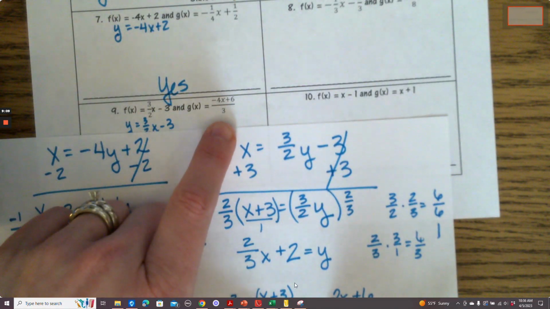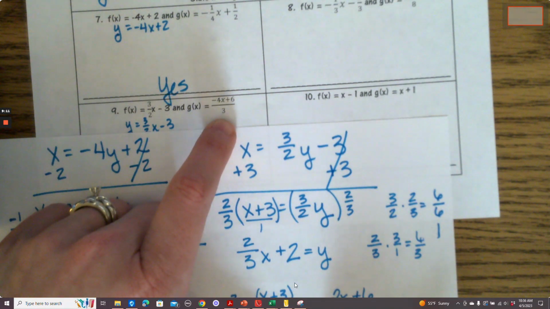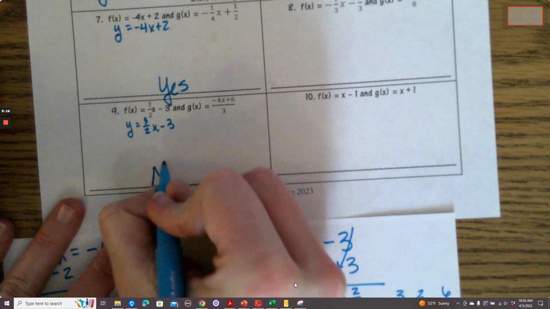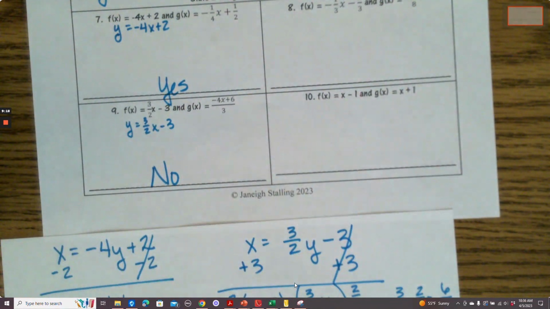So this one's going to be a no, because this is negative 4x, and I got 2x. So that's a no. It's looking at the pieces and deciding mathematically what's the best that I can do.